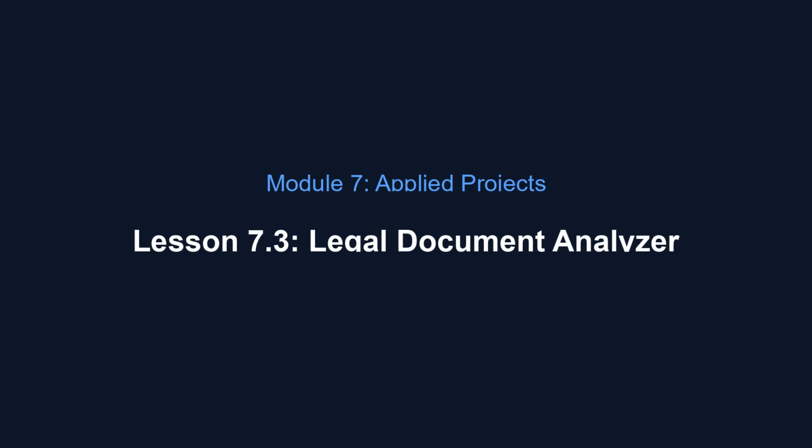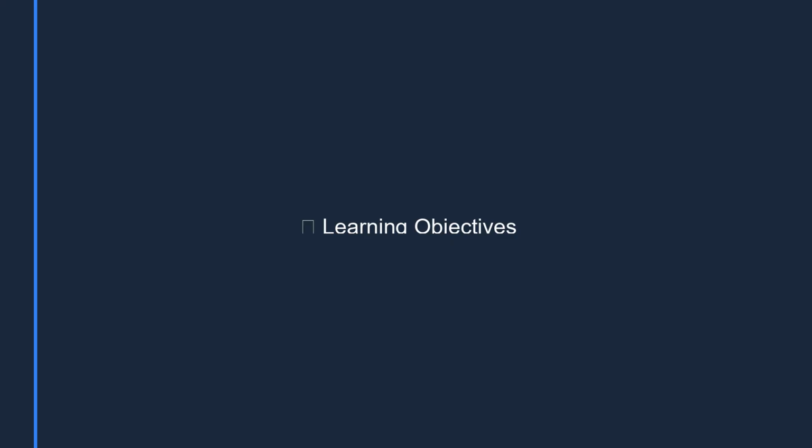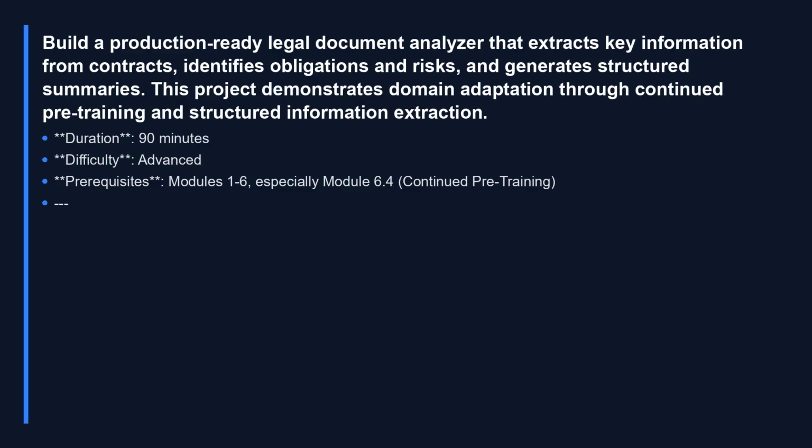Lesson 7.3: Legal Document Analyzer. Learning Objectives. In this lesson, you're building a production-ready legal document analyzer, one that extracts key information from contracts, identifies obligations and risks, and generates structured summaries. This is a genuine domain adaptation challenge, and it demonstrates one of the most powerful things you can do with fine-tuning. Take a general purpose model and make it genuinely expert in a specialized field.